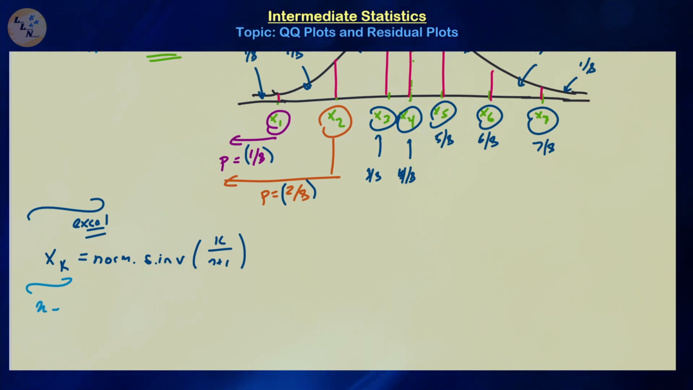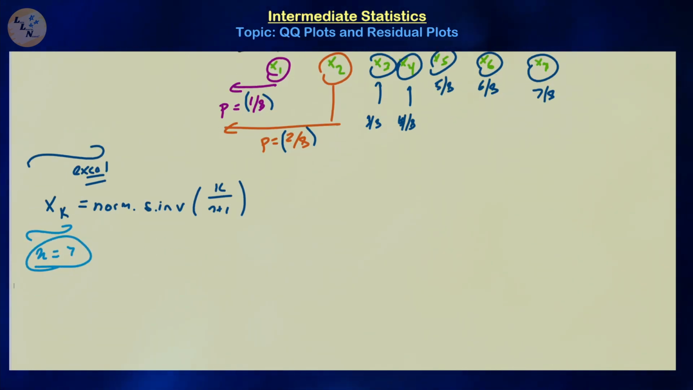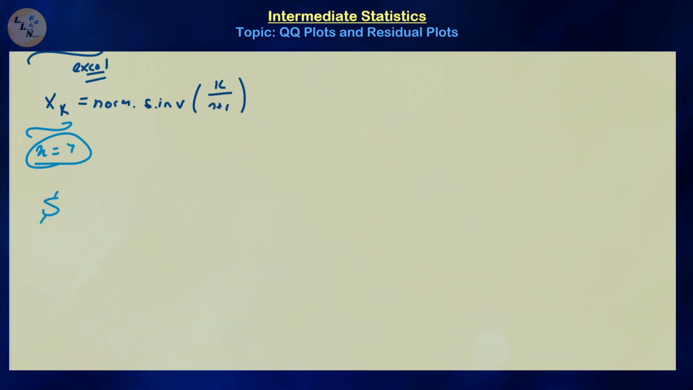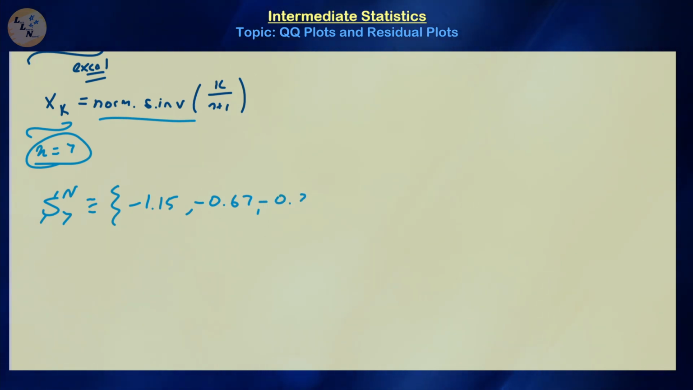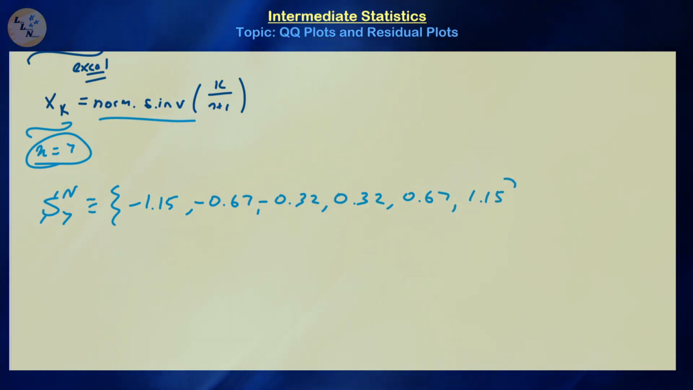So if we want to create a data set of size 7 that is discretely normally distributed, then using that Excel formula, you can find that this is going to be, let's use capital N for normal, approximately equal to negative 1.15, negative 0.67, negative 0.32, 0.32, 0.67, and 1.15. Notice the symmetry in this data set. Oh, we're missing one. Where's 0? Let's fit in 0 here. There it is. So there's our discrete normally distributed data set of size 7.